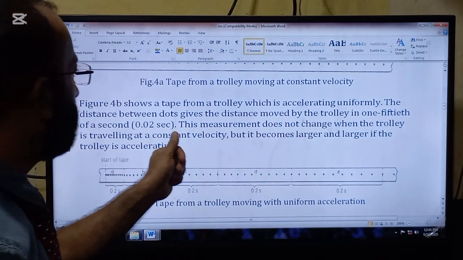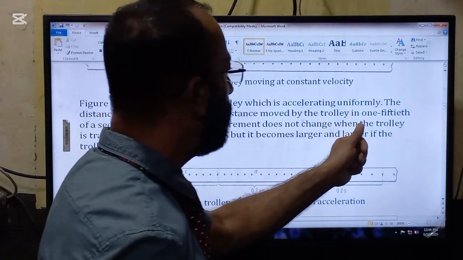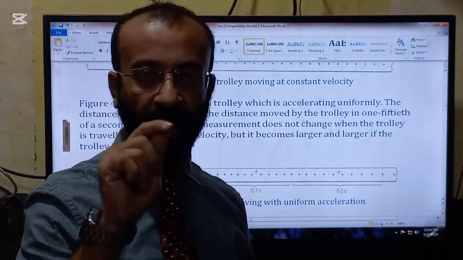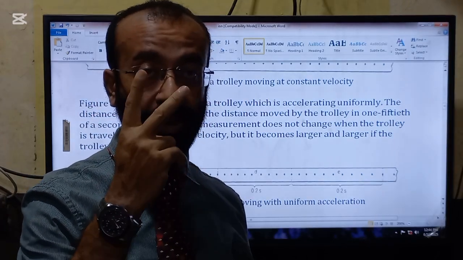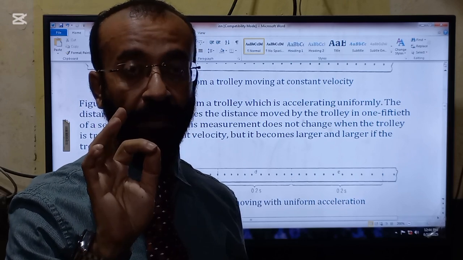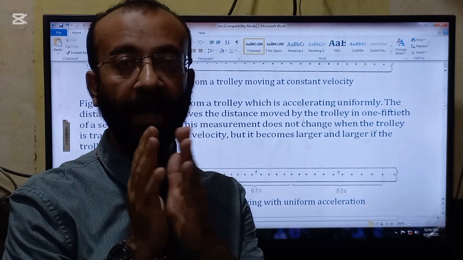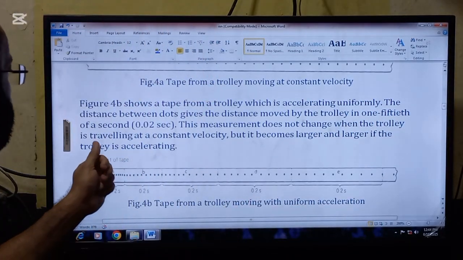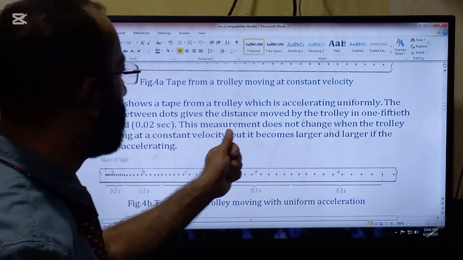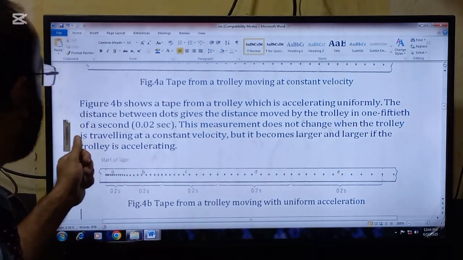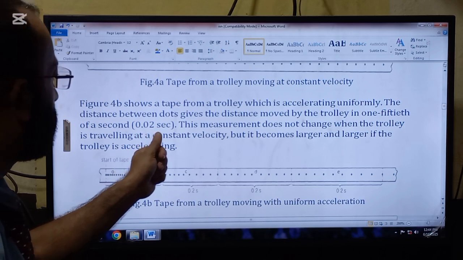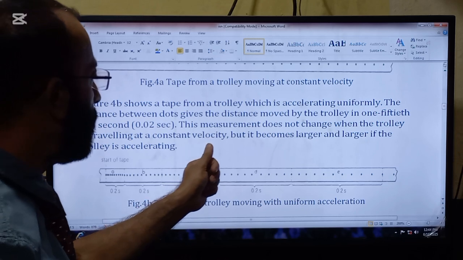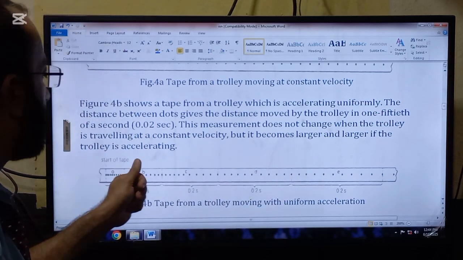The distance between dots gives the distance moved by the trolley in 1/50th of a second, because in 1 second the pin will put 50 dots. So for the distance between 2 dots, the time will be 1/50, which is equal to 0.02 seconds. This measurement does not change when the trolley is traveling at a constant velocity, but it becomes larger and larger if the trolley is accelerating.